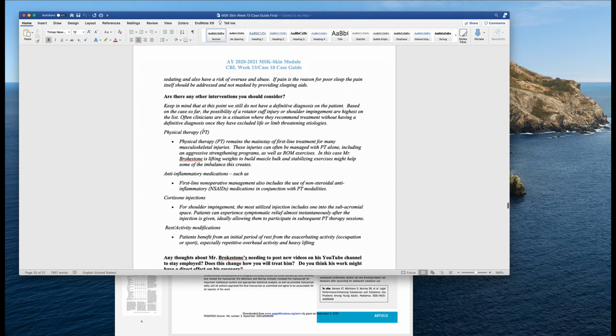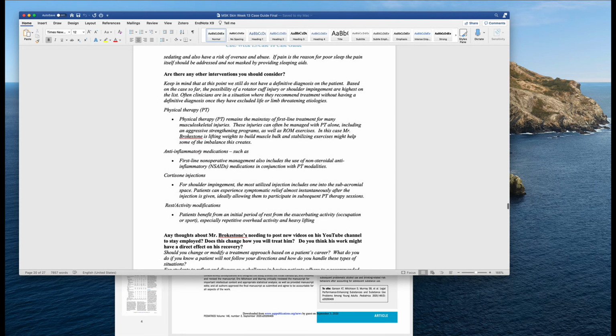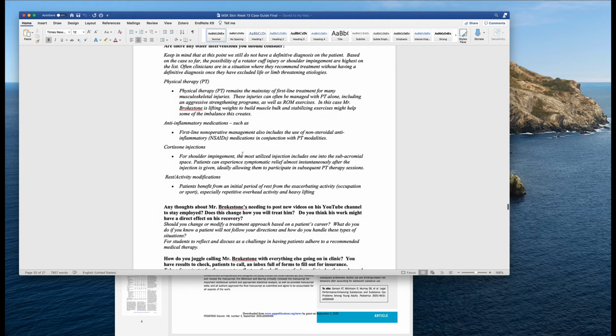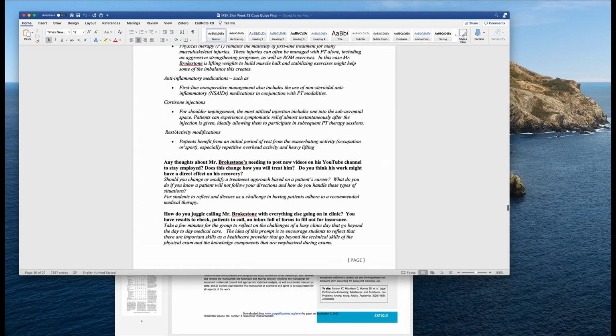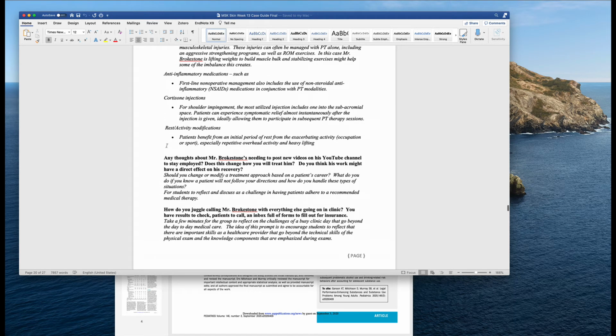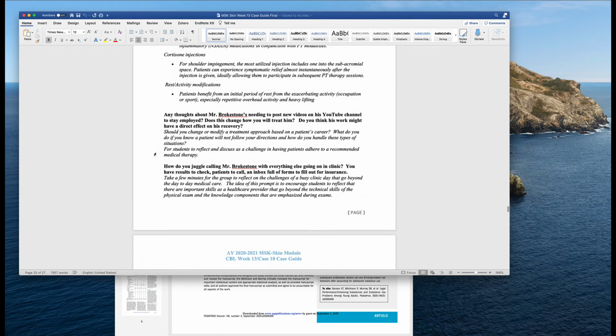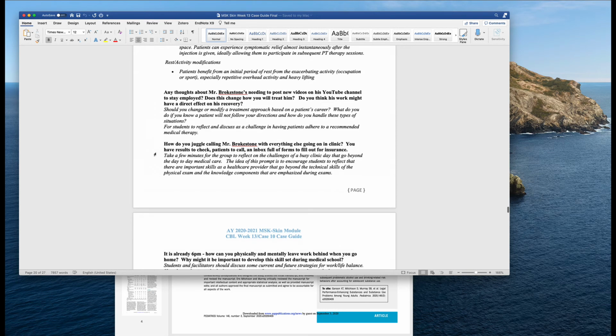And walking through physical therapy options, anti-inflammatory medications, cortisone injections, other possibilities for that. And then again, thinking about this fact that Mr. Brookstone is relying on his YouTube channel and posting to his YouTube channel to continue to make money. And so are there things that he might do or that you might do as a physician to get him back and active sooner than possible?